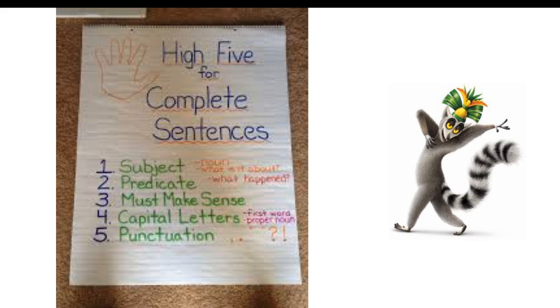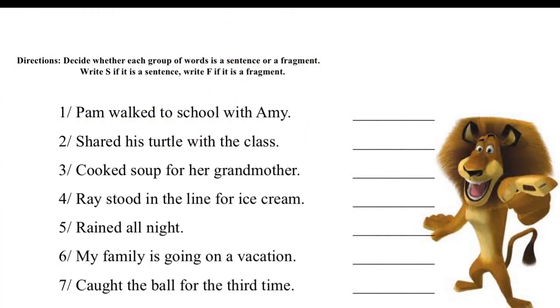Subject is who the sentence is about, and predicate tells me what the subject did. The sentence is complete when it makes sense. If it doesn't make sense, it is not a sentence. It's an incomplete sentence that we call a fragment, okay? Now let's decide whether each group of words is a sentence or a fragment. You will write S or F. If it's a sentence, you will write S. If it's not a sentence, a fragment, you will write F.